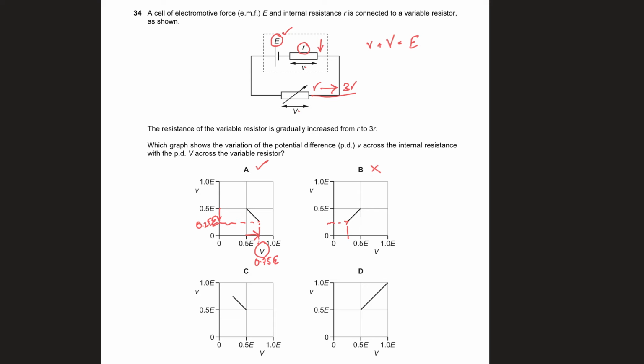If you look at option C, you'll notice that the potential across the internal resistor has a higher value, which cannot happen. The potential across the external resistor will have a higher value when it goes from R to 3R, hence incorrect. If you look at option D, at this point, 1E, 1E, the total potential is 2E, which cannot happen because the battery is only capable of providing E.